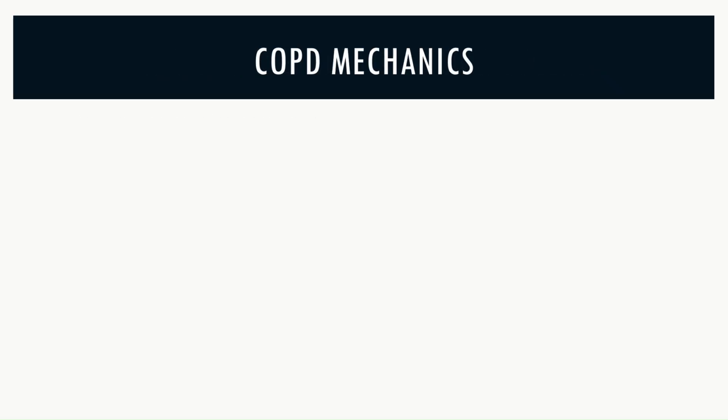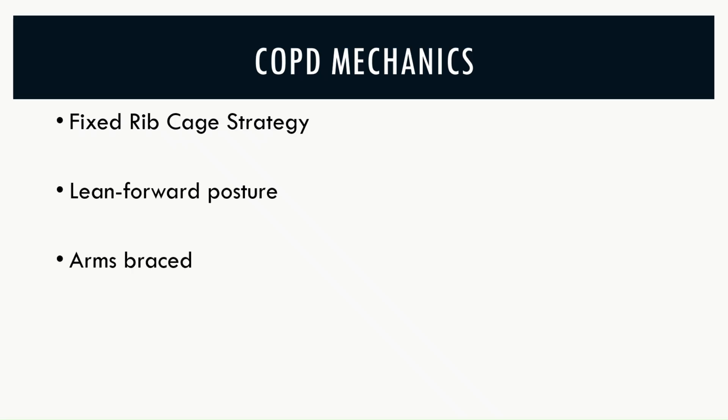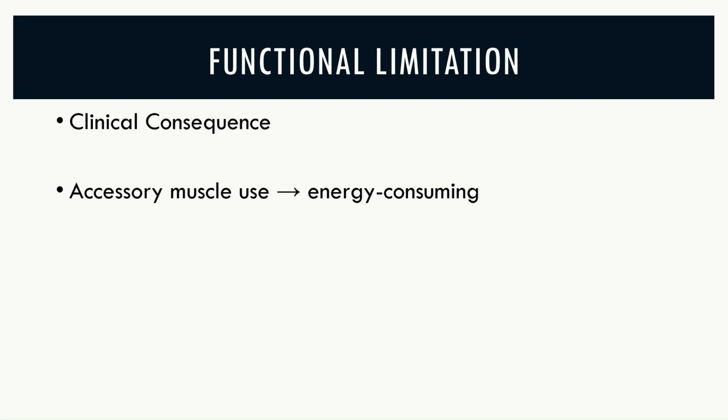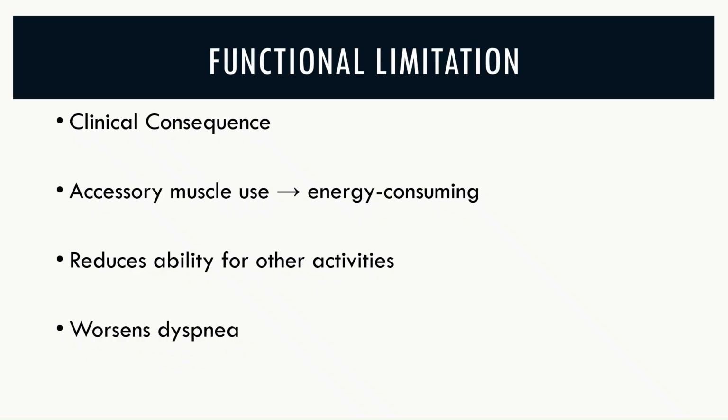COPD mechanics. In COPD, patients often adopt a lean forward position with arms fixed. This stabilizes the ribcage and allows accessory muscles to effectively contribute to inspiration. Functional limitation. Although these muscles assist in breathing, their use is inefficient and energy consuming. This limits patients' ability to perform other activities and contributes to increased dyspnea.